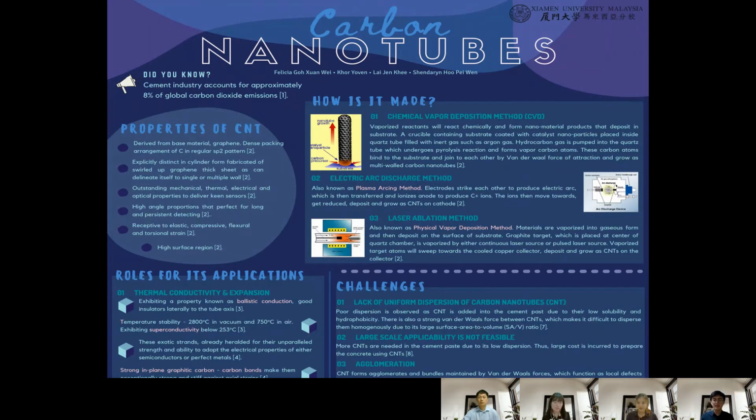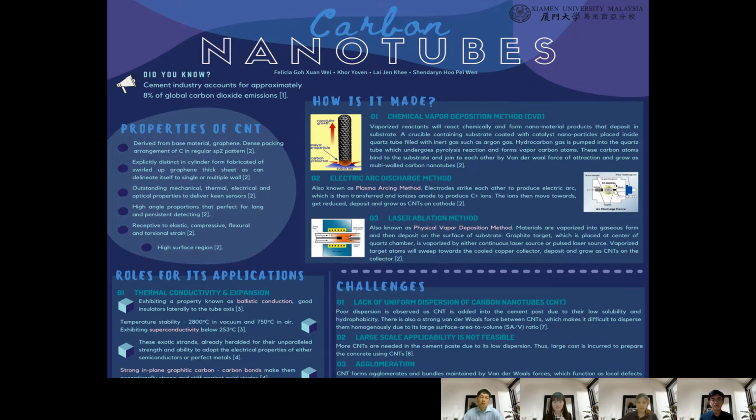Before we start, do you know that the cement industry accounts for approximately 8% of global carbon dioxide emissions? Replacement of this with CNT-based composites will significantly decrease global annual emissions of carbon dioxide to help mitigate climate change. With that in mind, Jenki will start off our presentation for today about the application of carbon nanotubes in construction. Now I'm going to present the properties of carbon nanotubes.